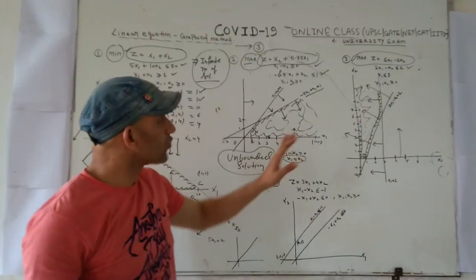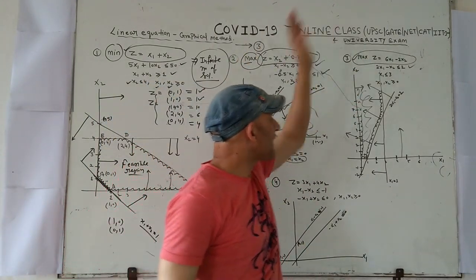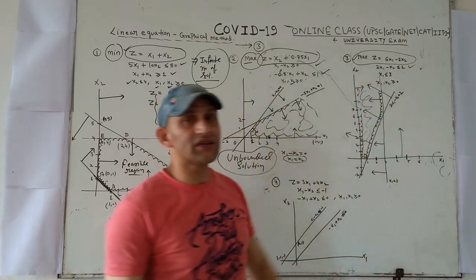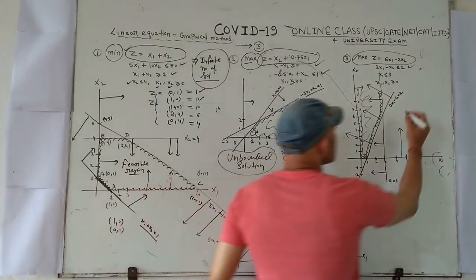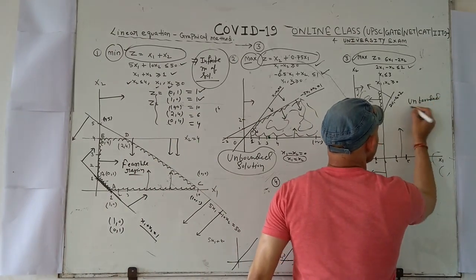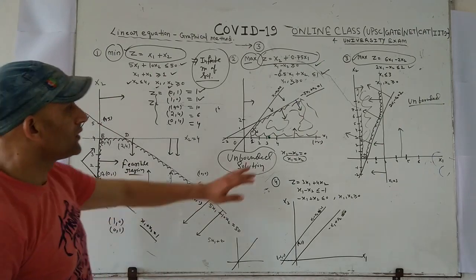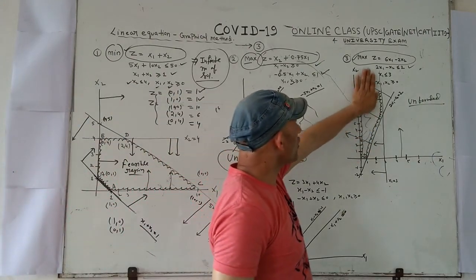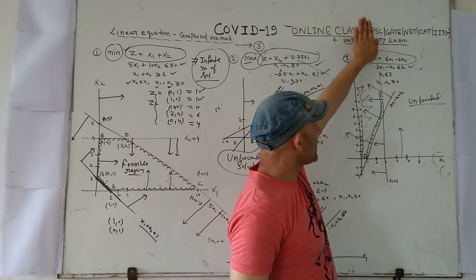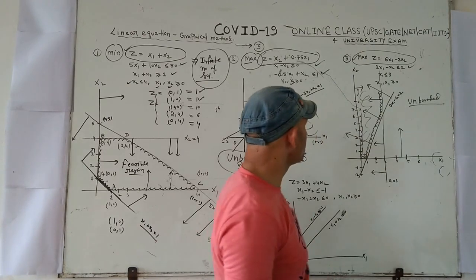The problem has a solution, but it is going to infinity. So there are infinite number of points. In this condition, your solution is again unbounded, because this region is not a closed region. It is going to infinity. This is an open region.